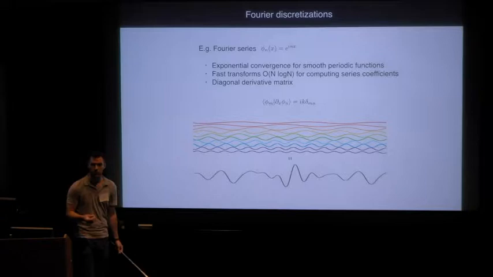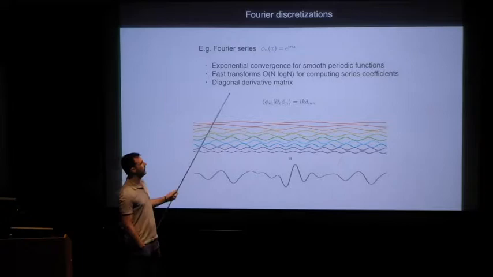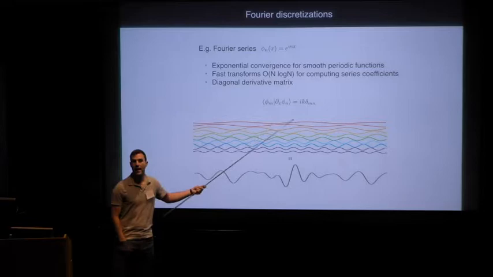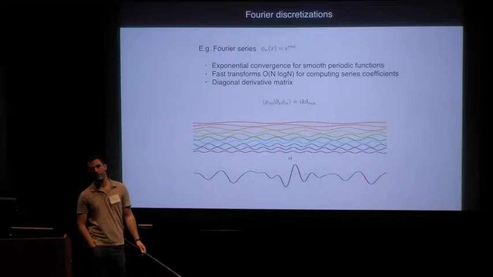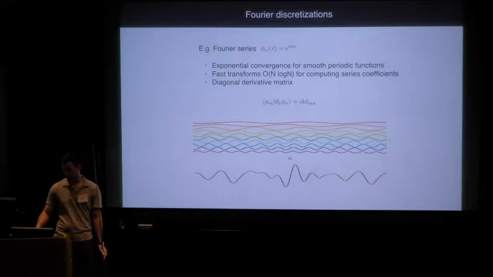The other really nice thing about Fourier series is that the discrete form of the derivative operator, so the derivative matrix, is diagonal, right? So that makes solving PDEs with Fourier series very simple, because typically the PDE is completely separable, and you can just solve a separate ODE for each of the Fourier components. And the only coupling is in the right-hand side, not in the linear terms.